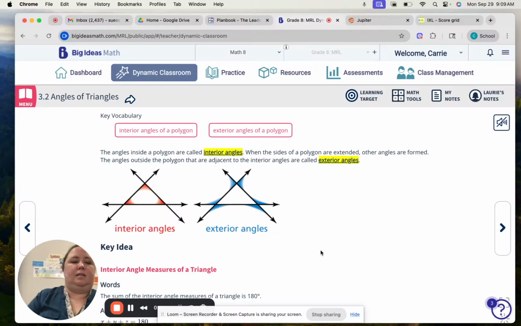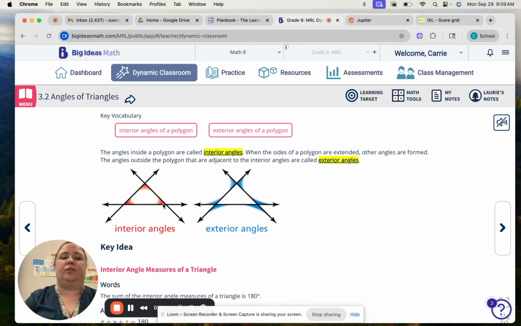All right. This is lesson 3.2, angles of triangles. So you should have written 2 vocabulary phrases, interior angles of a polygon and exterior angles of a polygon. Can somebody tell me what the definition for interior angles was? Melina. The angles inside the polygon. Very good. So for instance, if you look at this triangle, you have those shaded red areas. Those are interior angles because they're on the inside of a polygon.